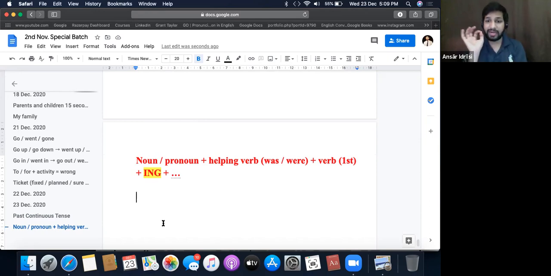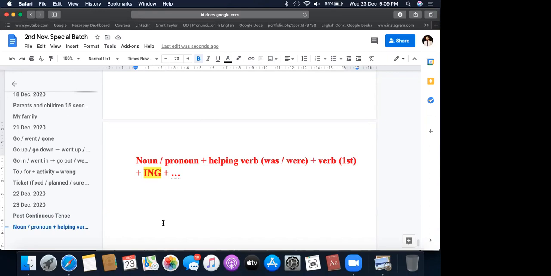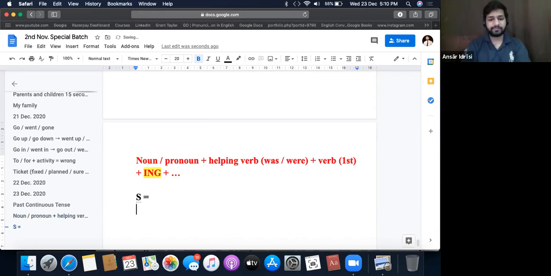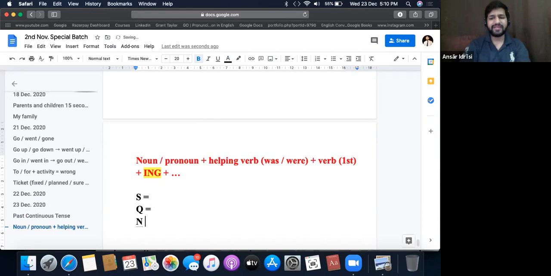Always remember, "I" is singular, but only in simple present tense. Only in one condition, "I" has been acting like a plural pronoun. Otherwise, "I" is a singular pronoun. Always remember this. Any doubts to anyone? No. Very simple tense it is.